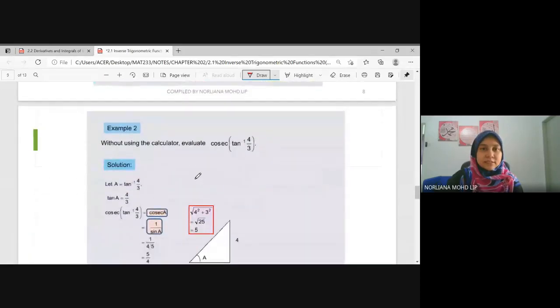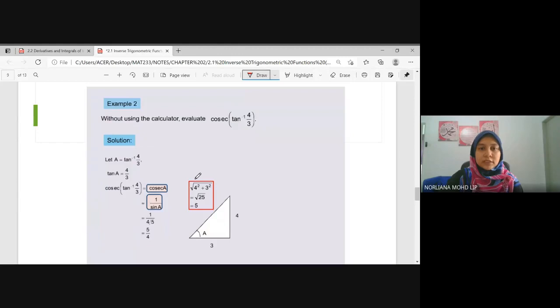Then we look at the second example. Without using calculator, evaluate the cosecant tangent inverse 4/3. Okay, first we let the inverse trigonometric function. Let A equal to tangent inverse 4/3, then tangent A equal to 4/3. This is the first step. And then the second step, we draw the right angle triangle for tangent A 4/3. Tangent is opposite over adjacent, so 4 opposite. So the hypotenuse is 5 lah.